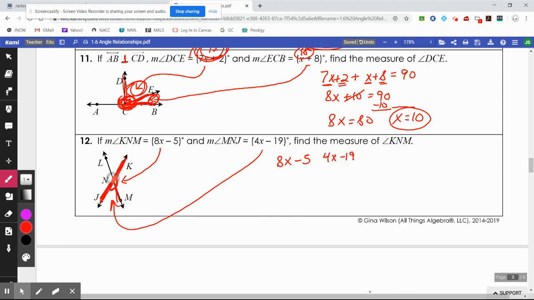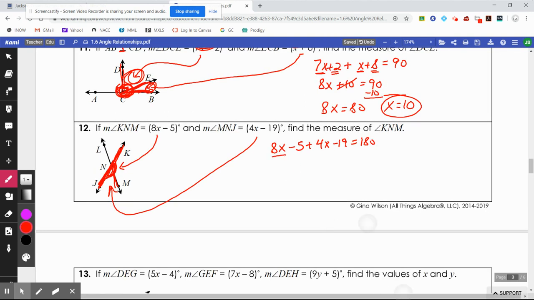Those two angles, since they form this straight line, when I add those two angles, I'll get 180. So there's your equation. Combine some like terms. 8x and 4x gives me 12x. A negative 5 and a negative 19 would give me a negative 24. I remove my minus 24 by adding 24. So that gives me 12x is 204. Divide by 12. Let me type that in just to make sure. 204 divided by 12, enter. That means that x is 17.